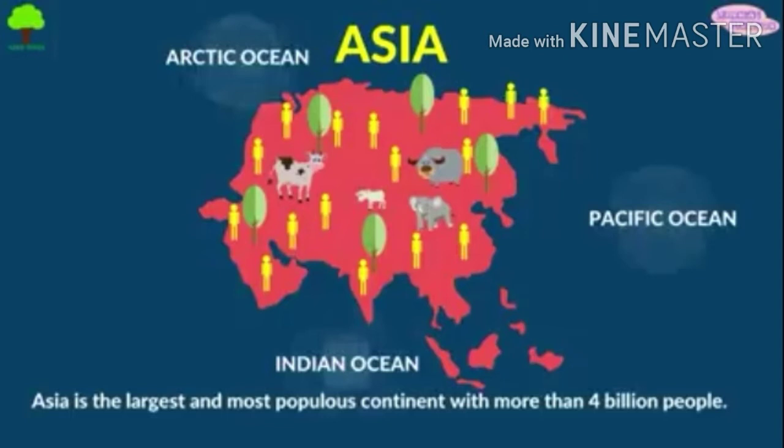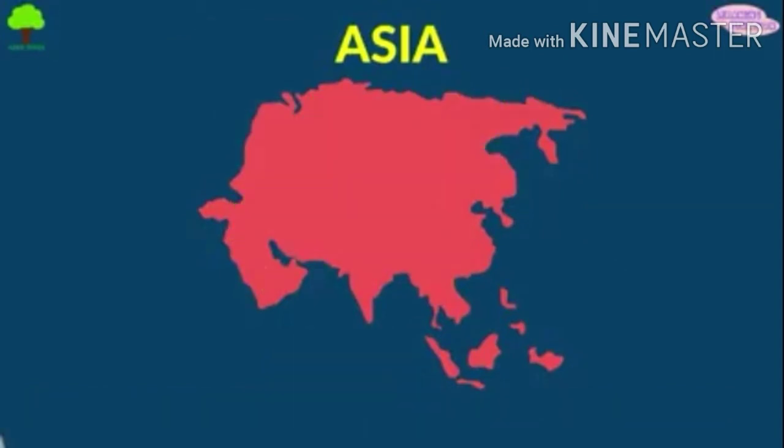How much land area is Asia? 30%. Which is the largest continent? Asia. Okay, one more time I recall. Asia is the largest continent, covering approximately 30% of the earth's total land area. Most of it lies in the northern hemisphere. It is bounded by the Arctic Ocean in the north, the Indian Ocean in the south. The Pacific Ocean lies to the east of Asia.